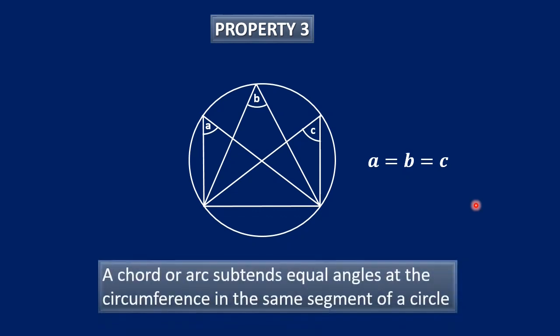And that brings us to property 3, which says that a chord or arc subtends equal angles at the circumference in the same segment of a circle. So the angles must be in the same segment. That all should be in this segment or all should be in this segment.